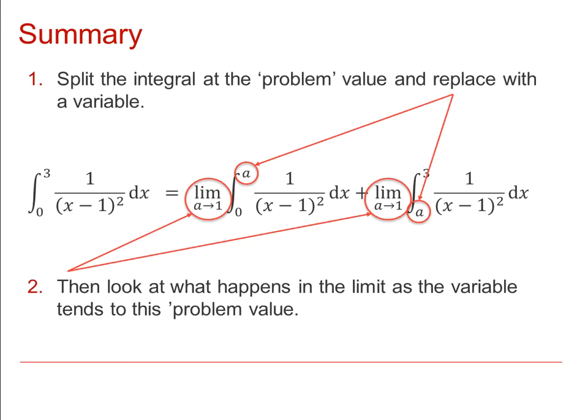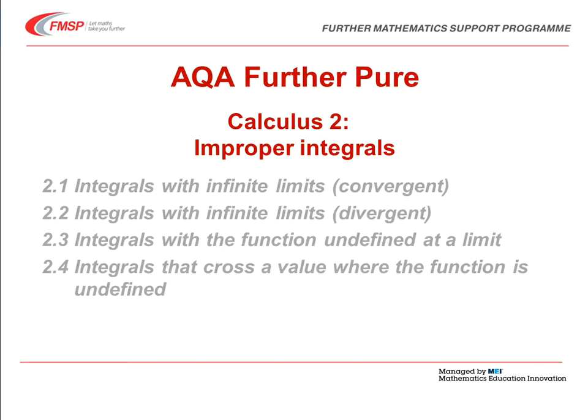So the general method then is to take the problem value, call it a, and then split the integral into two parts. One which is at the lower end approaching a, and then from a up to the upper end of the integral. Once we've done that and evaluated the integral, we can look at the limit as a approaches that problem value. So that concludes this video on improper integrals, and indeed is the last one in the series of Calculus 2.